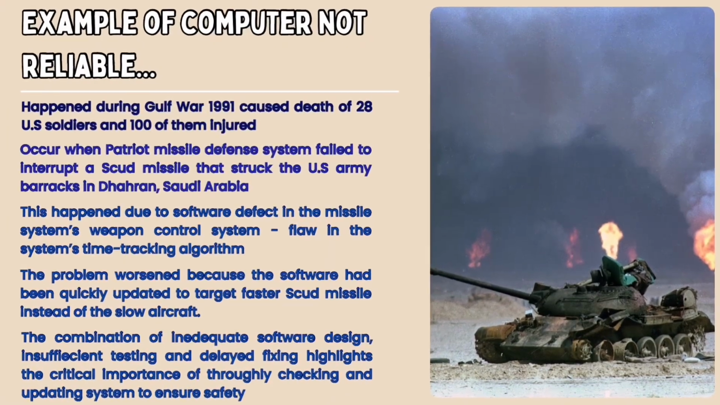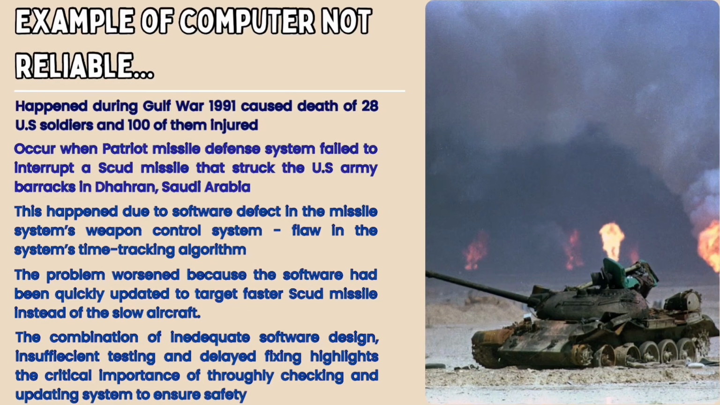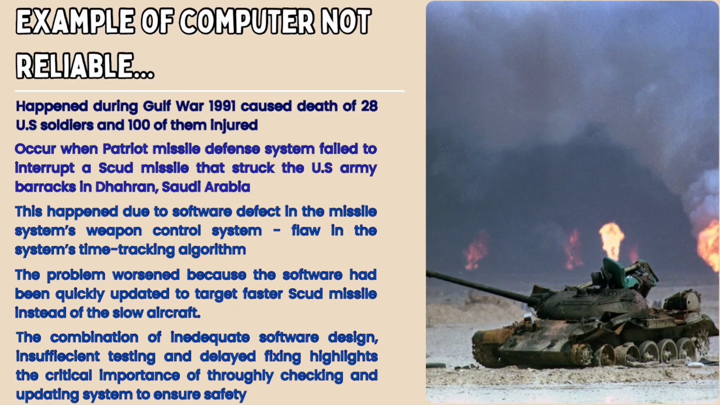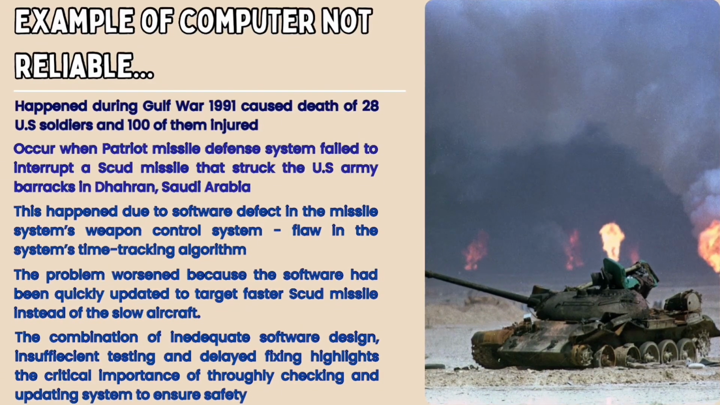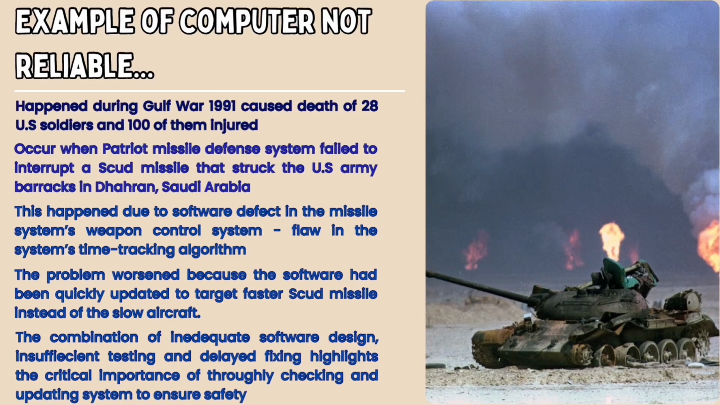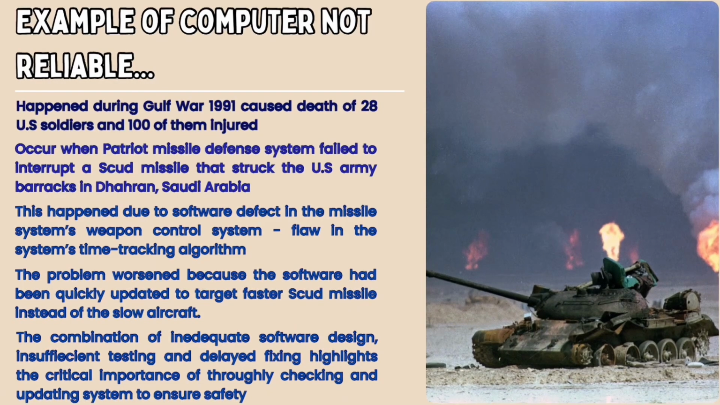The example of a computer not being reliable. There was an incident that happened during the Gulf War in 1991 that caused the death of 28 US soldiers, with over 100 of them injured. This happened due to a system failure. This accident occurred when the Patriot missile defense system failed to intercept a Scud missile that struck the US Army barracks in Dhahran, Saudi Arabia.